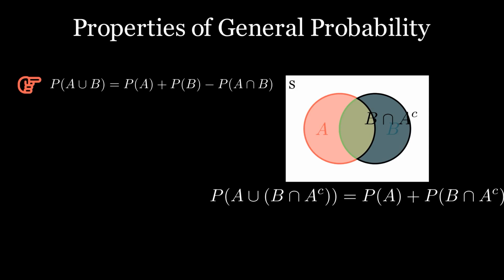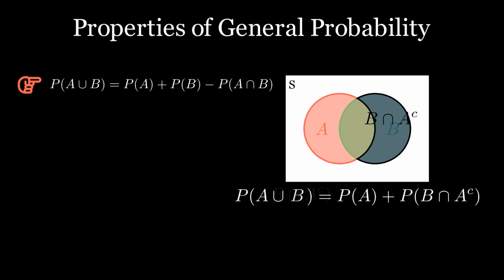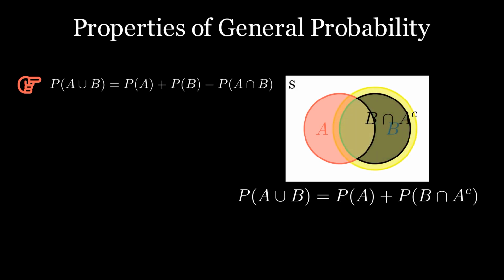Again, the union of event A and the intersection of event B and the complement of event A is nothing but event B. Hence, we can replace the union of event A and the intersection of event B and the complement of event A with event B. Also, the intersection of event B and the complement of event A is nothing but event B minus the intersection of event A and B.